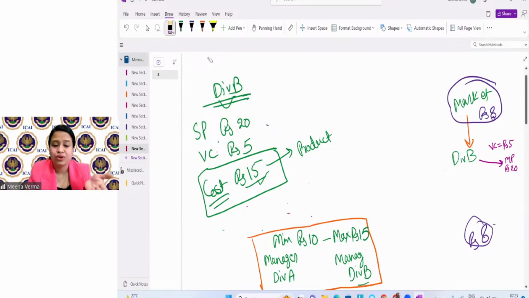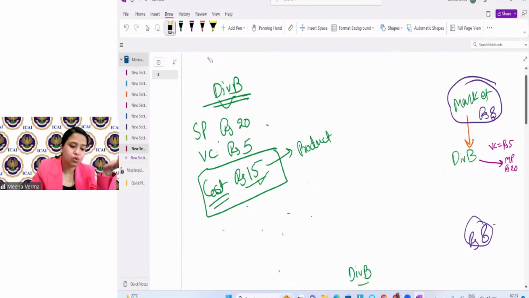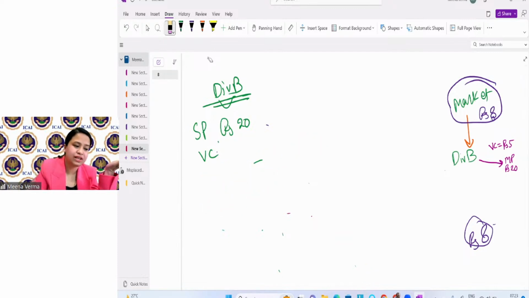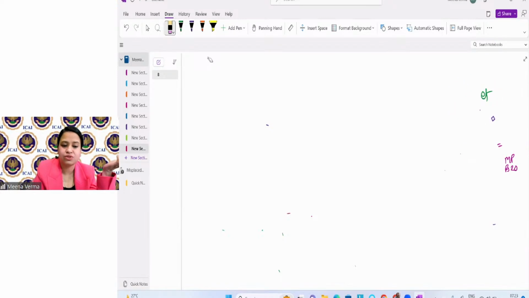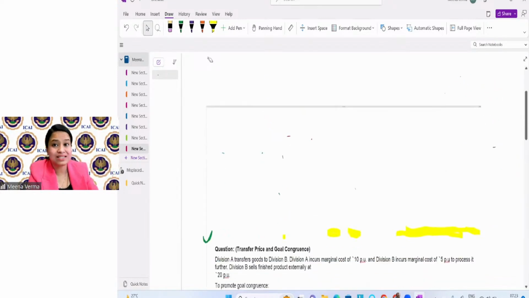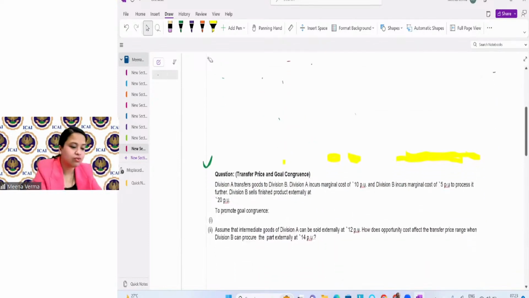No. So in this case, no transfer will take place, and they will buy it completely from the outside market. No production will take place if the price is below 10. Acha, now we have one more scenario here. Let's consider the last scenario.